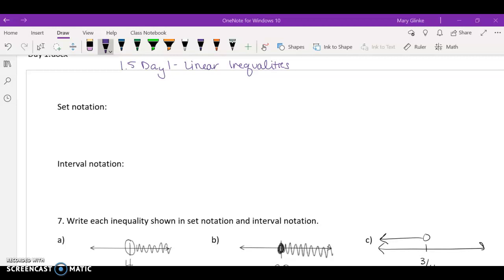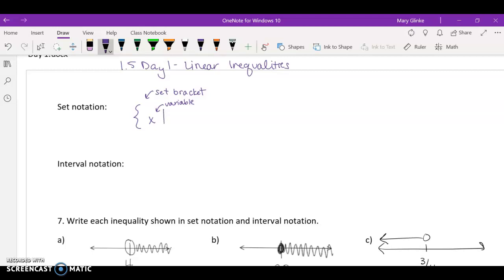So for linear inequalities, you're going to have to write your answers a couple of different ways. One of those is set notation and one of those is interval notation. Now in set notation, what it's going to look like for your answer is you're going to have this squiggle or this set bracket. All of the set notations are going to start with that set bracket. Then you're going to write down your variable that you used in the problem. So you're kind of setting up this and you're saying, hey, I'm using this variable.